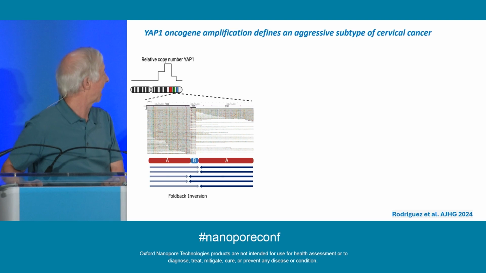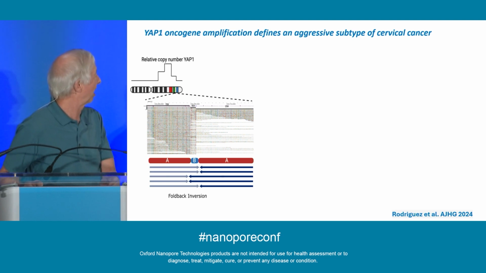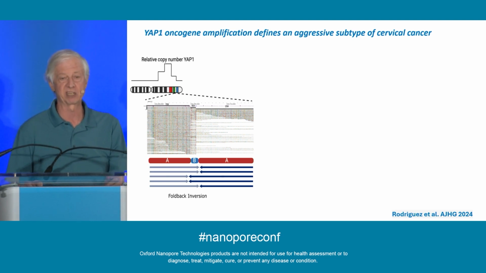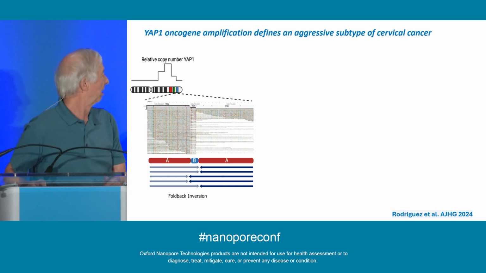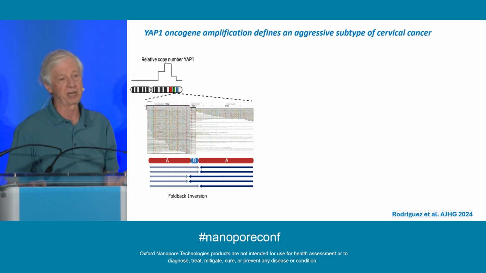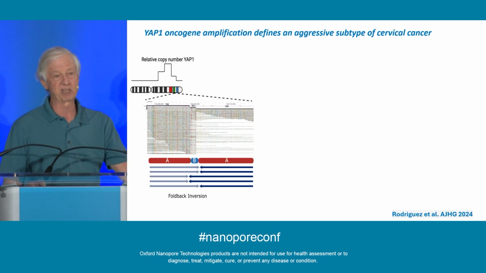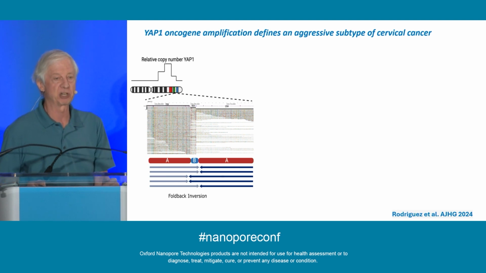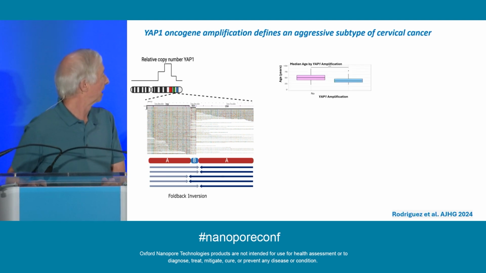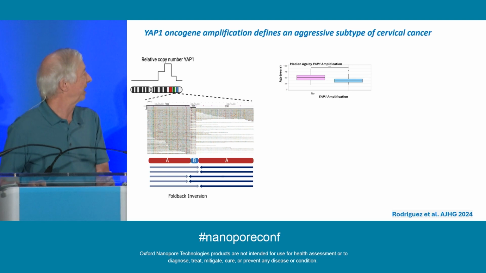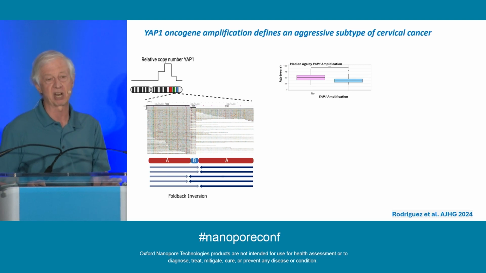So we've applied this in one case to cervical cancer, looking at the most frequently amplified oncogene, YAP1, and showing that it's amplified using this breakage-fusion-bridge cycle. And I believe we're the first ones to use long reads to sequence across here and identify the structure of what's exactly happening at the position of these breakages. We've also shown that these amplifications define a subtype of cervical cancer that's more aggressive.